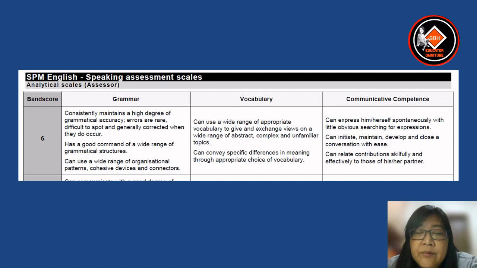Next, you can relate contributions skillfully and effectively to those of your partner. It means here you can converse with your partner using expressions or functions such as to agree, to disagree, to negotiate, and also maybe to make decisions. So these are some of the criteria for scoring 6 for communicative competence.